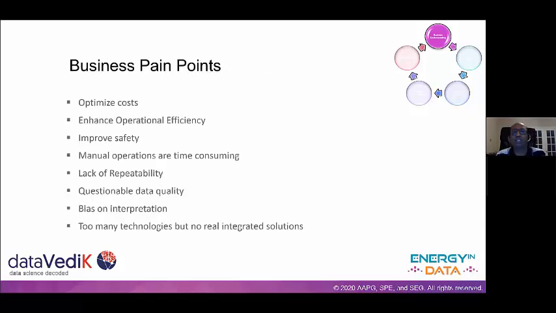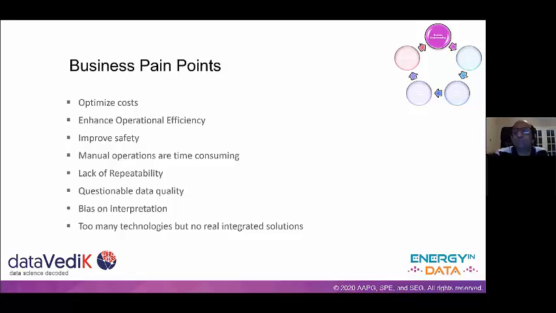So next part is understanding the business pain points, right? This is where everything starts from. If there is no understanding of the business pain points, then you may not be able to come up with a good solution. You don't want to fit a solution to the problem. You want to understand the business pain points, formulate the problem, and then put together a solution which will solve that problem.